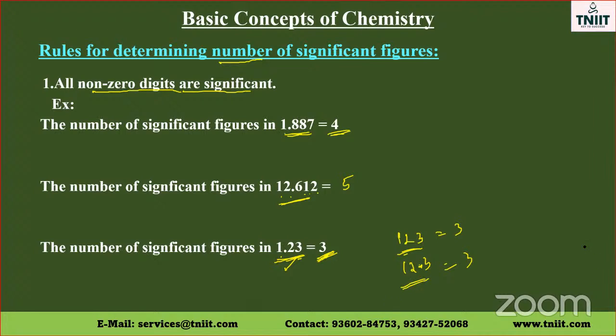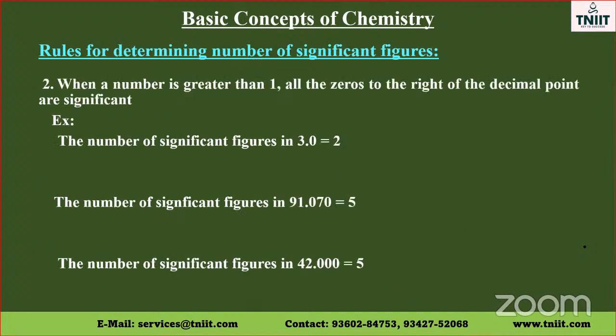So the first rule is all non-zero digits are significant. The second rule, which you should remember, is when the number is greater than 1, all the zeros to the right of the decimal point are significant. When the number is greater than 1, all the zeros to the right of the decimal point are significant.